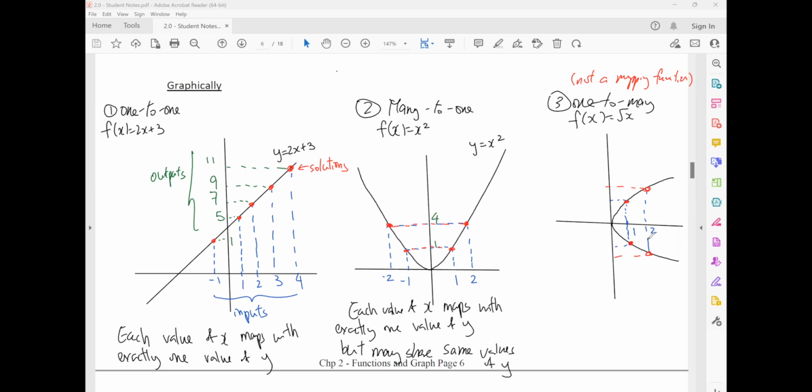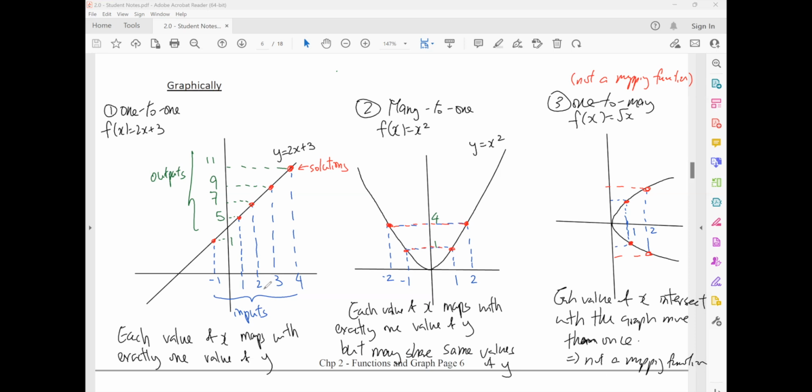Now, this is not allowed because when you press 1, you expect only one output to come out. So this is not a mapping function. Each value of x intersects with the graph more than once, so it's not a mapping function. You don't really have to remember all of these, just see visually that when you put one input in, it should only intersect with the graph once for each input you put in.